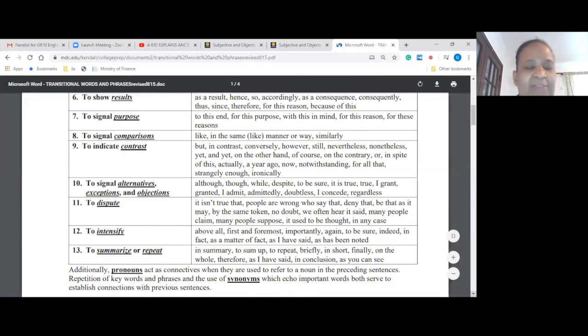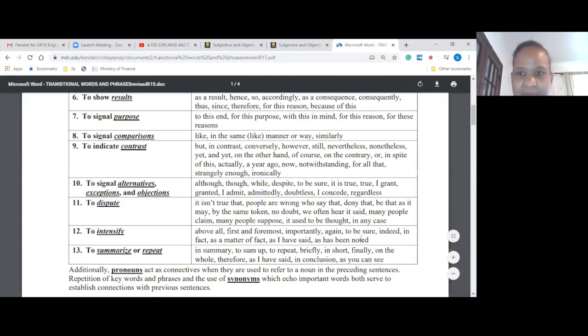Number 12, the role of this is to intensify: above all, importantly, as a matter of fact, as it has been noted. And the last is to summarize or to repeat, and this is where we find in our concluding paragraph and our conclusion.